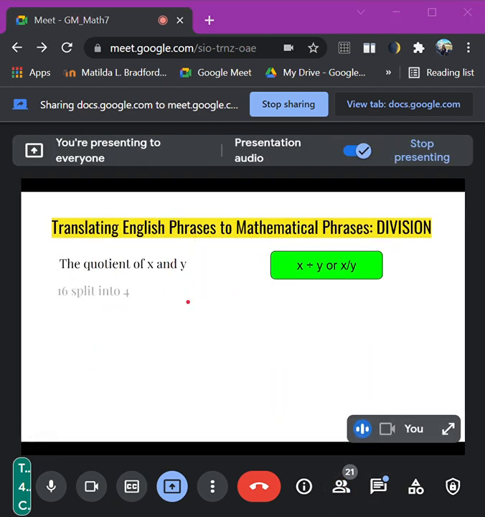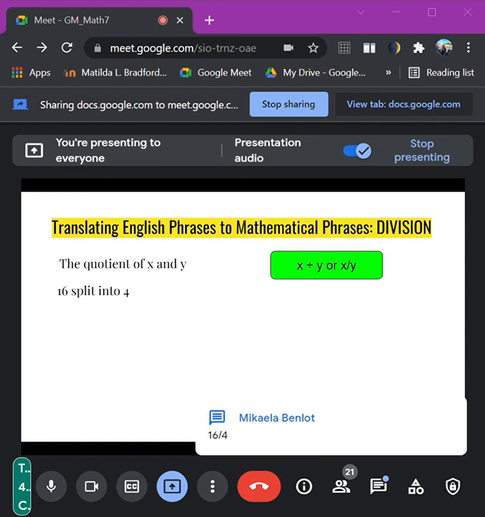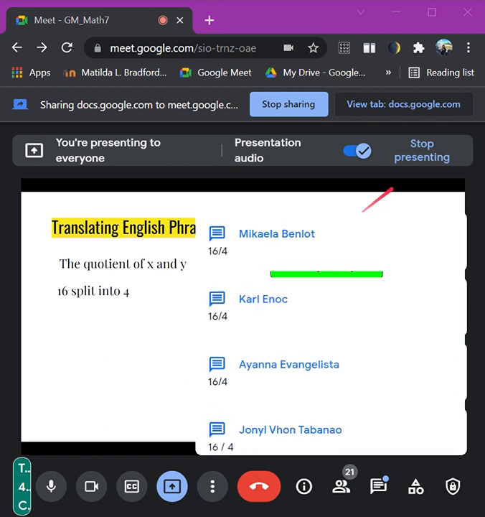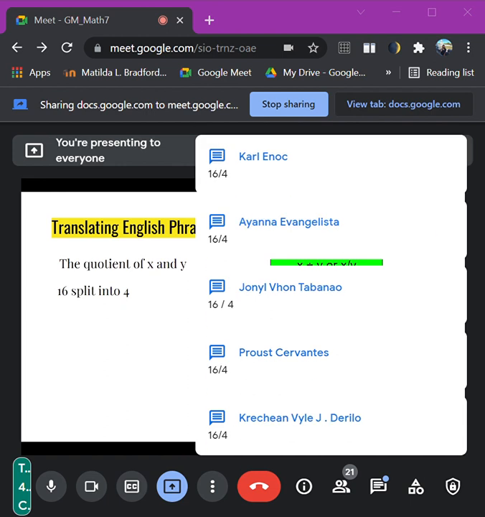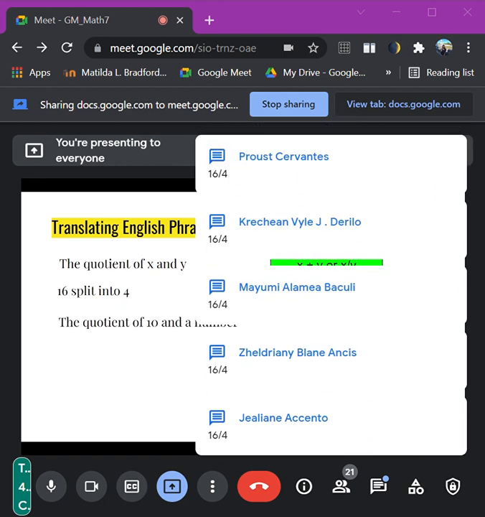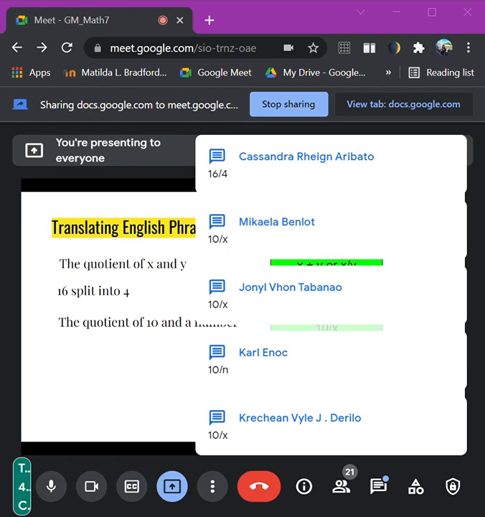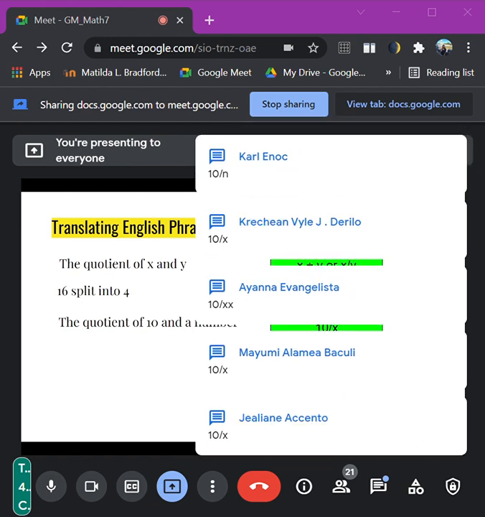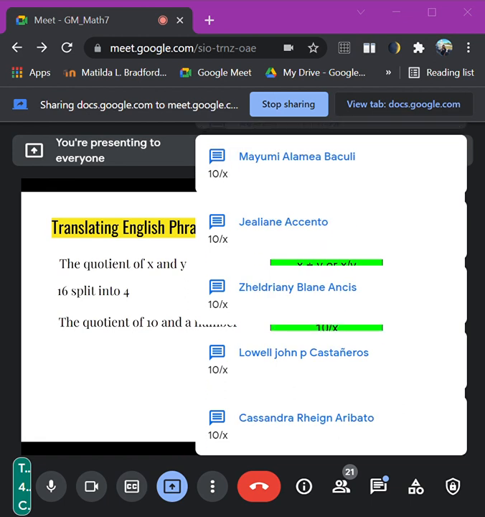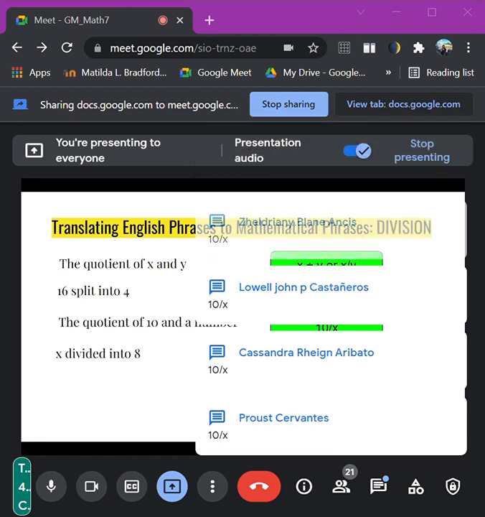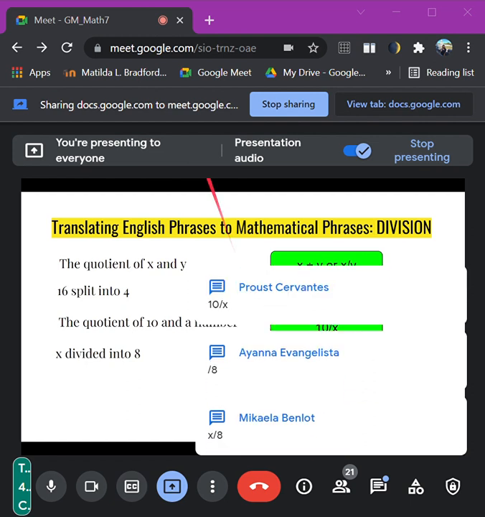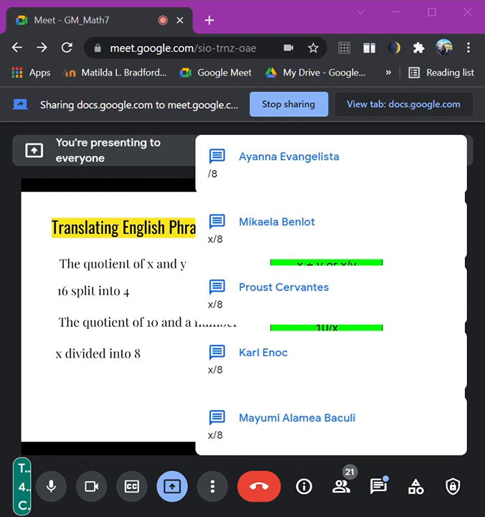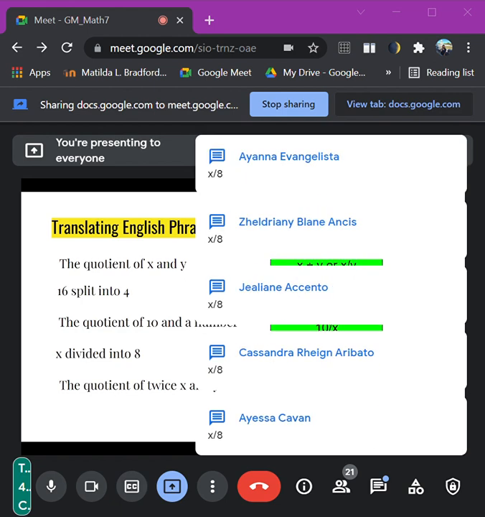Now, next one we have here, 16 split into 4. That is 16 divided by 4. Very good. How about the quotient of 10 and a number? Okay, next one. We have here x divided into 8. Very good. And the last one, the quotient of twice x and y.